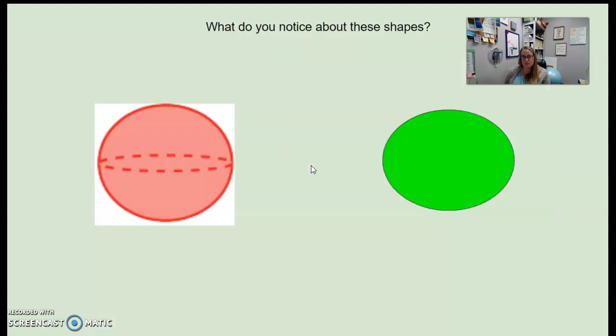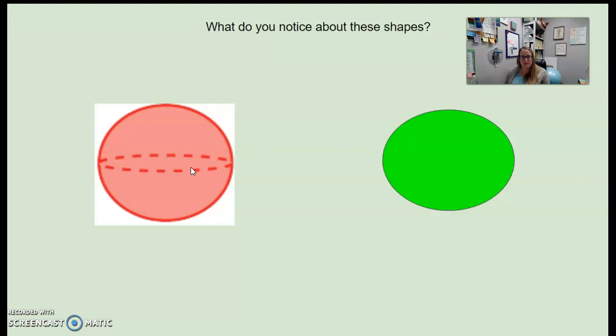So let's look at these two shapes. Here I have this shape and here I have this shape. How are they the same? I agree. They both do look like circles. So this is a circle. This is my 2D shape of a circle. So if I know that this is a circle, what could this be called?